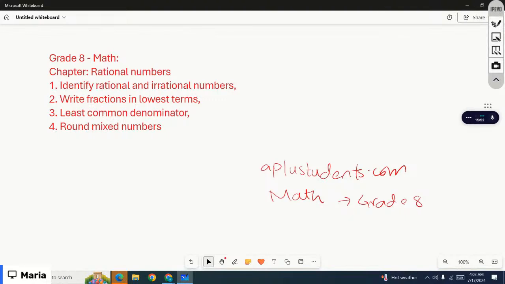We're going to start with the chapter rational numbers. The lessons we're going to cover today are identify rational and irrational numbers, write fractions in lowest terms, least common denominator, and round mixed numbers.